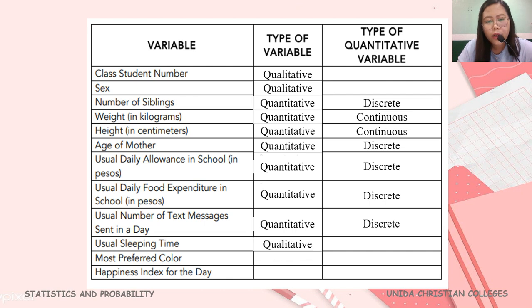Next, most preferred color. Ano yung favorite color mo? Categorize din natin lahat ng colors. Then, that is qualitative. And last one, happiness index for the day. Pag i-rate ka daw, 1 to 10, gaano ka kasaya ngayong araw? Ayan. So, kakategorize din natin from 1 to 10. So, that's why it is qualitative. Okay? So, do you have any question about our lesson for today?